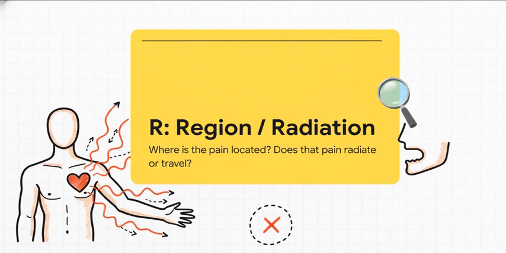Next up is R for Region and Radiation. Now this one sounds simple, but it is so important. First, where exactly is the pain? And second, does it move or travel anywhere else? You know, think about that classic heart attack symptom, chest pain that radiates down the arm or up to the jaw. That is R in action right there.